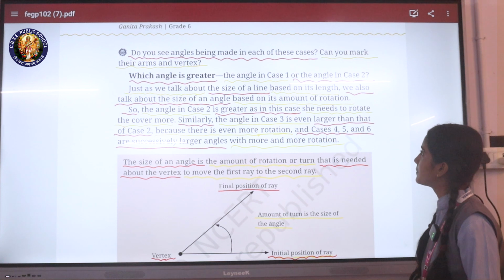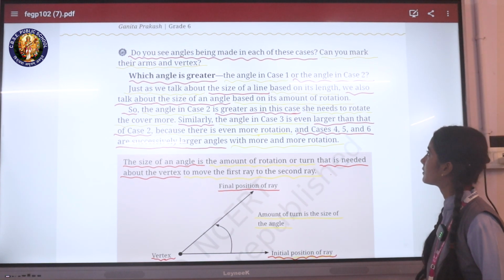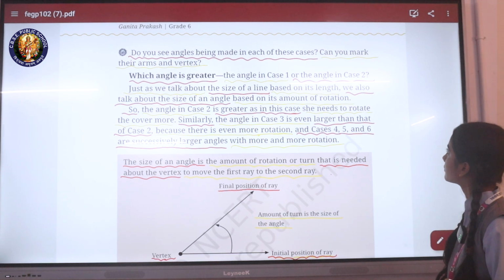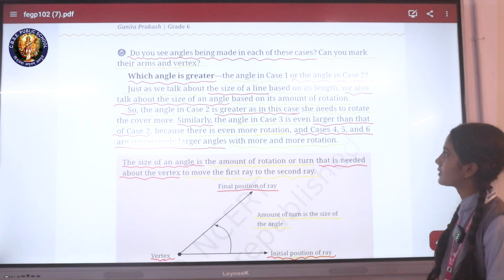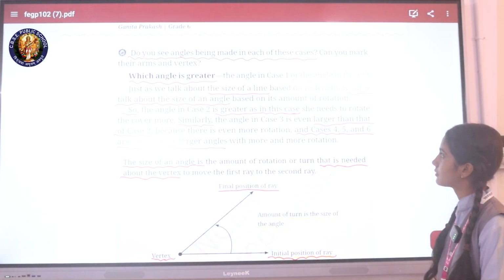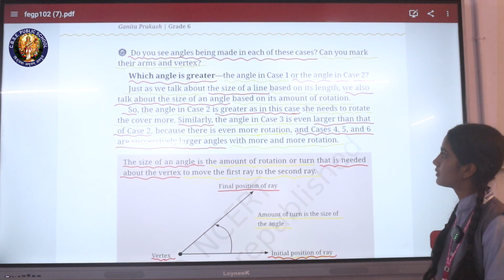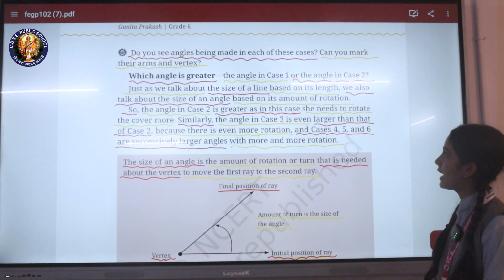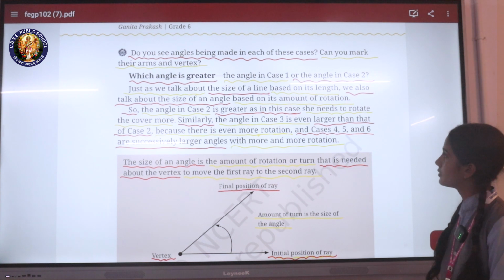Do you see angles being made in each of these cases? Can you mark their arms and vertex? Which angle is greater? The angle in case 1 or the angle in case 2?